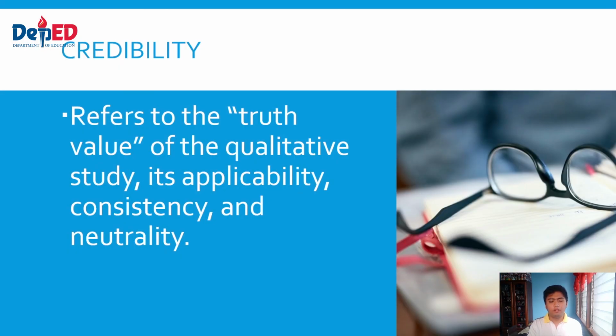There are 4. First is credibility. It refers to the truth value of the qualitative study, its applicability, consistency, and neutrality. Credible ba ang research mo? When we say credible, hindi ka bias. Okay? Hindi ka one-sided when it comes to your paper.